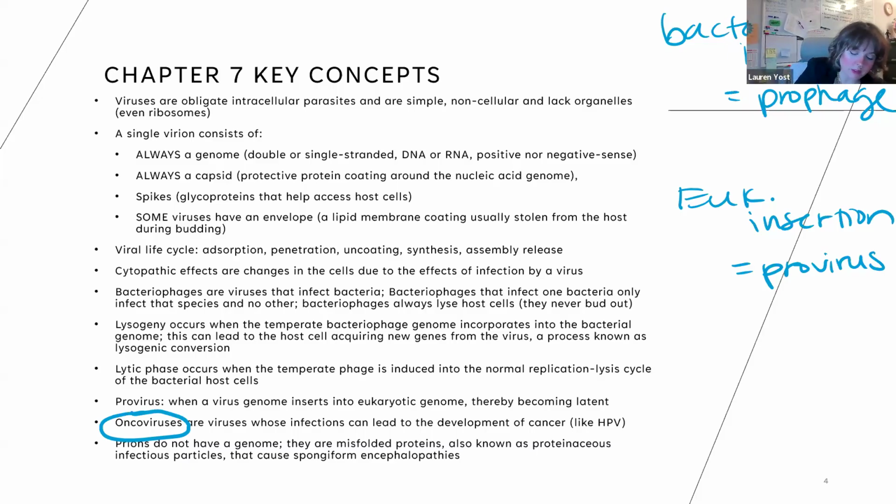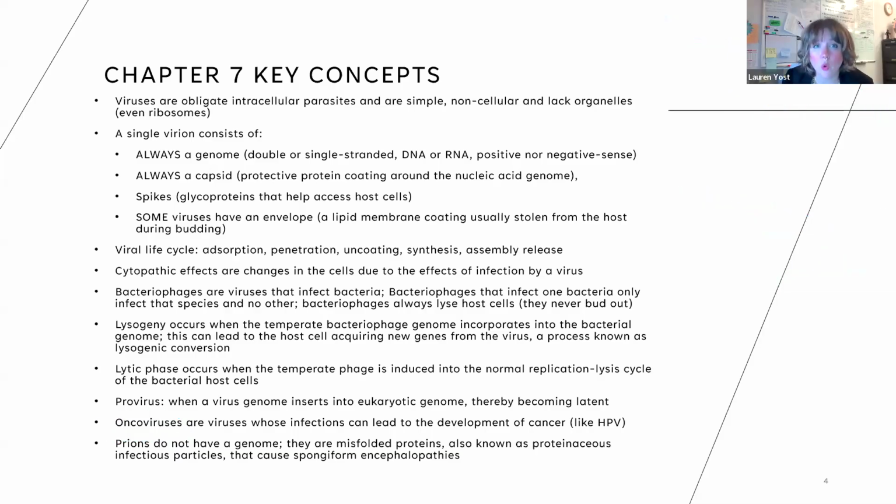All right, so that's it for our viruses. The last bit was about prions. Prions are just misfolded proteins. They are normal proteins in your body. And I just want to clear this up.